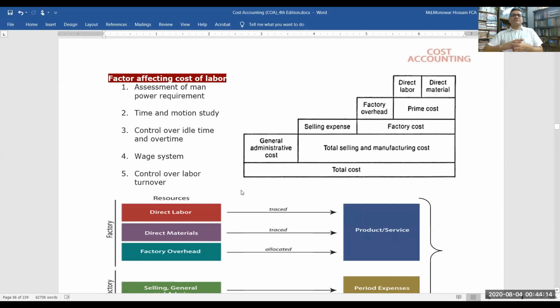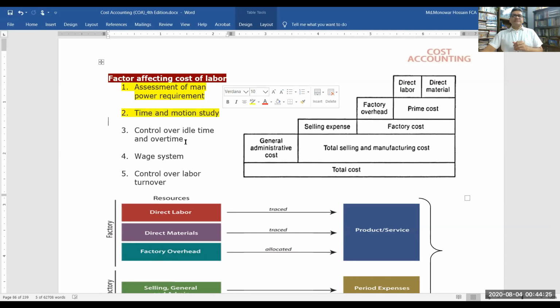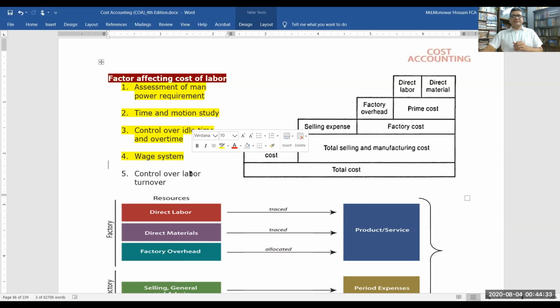The factors affecting the cost of labor are the assessment of manpower requirement, time and motion study, control over idle time and overtime, wage system, and control over labor turnover. So these are the factors that affect the cost of labor.